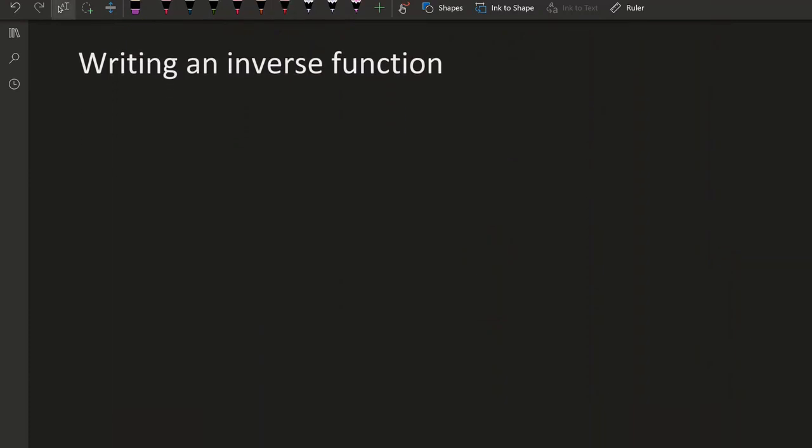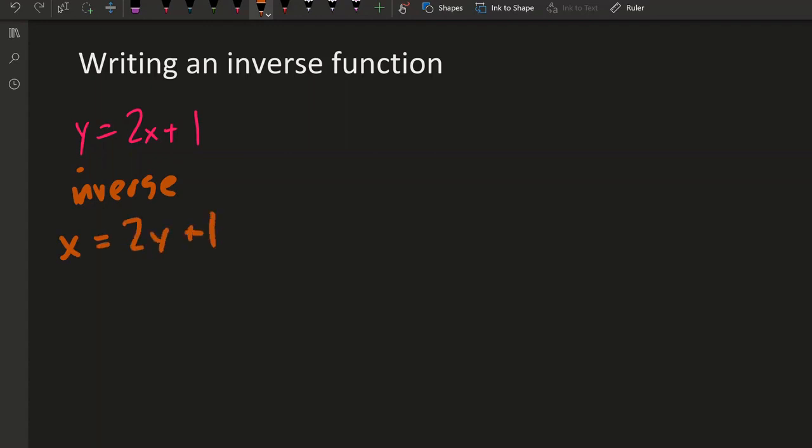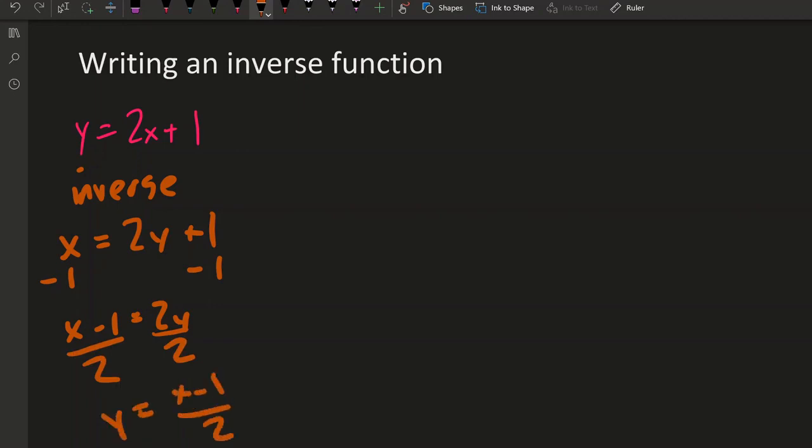Okay, now one more. Writing an inverse function. We've done inverse functions in the past. So real quick, I'm going to go over how to do an inverse function with a linear function. For example, if I have the function y equals 2x plus 1, this is my regular function. To write an inverse function, I switch the x and the y, and then I solve for y. So I'd subtract 1, x minus 1 equals 2y, and then divide by 2. So I'd get y equals x minus 1 over 2. That's how I would do it with a linear function.